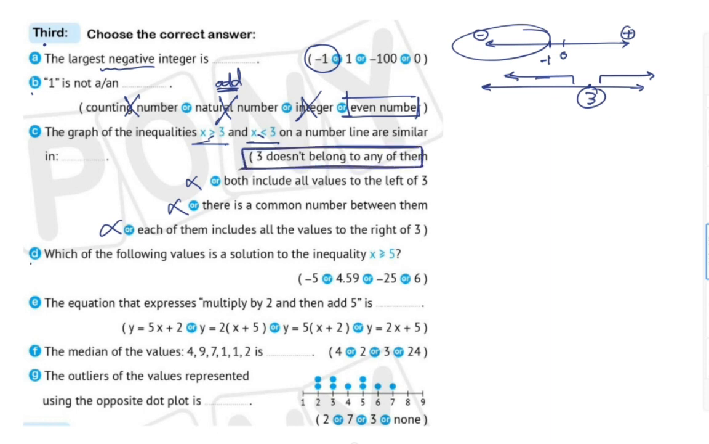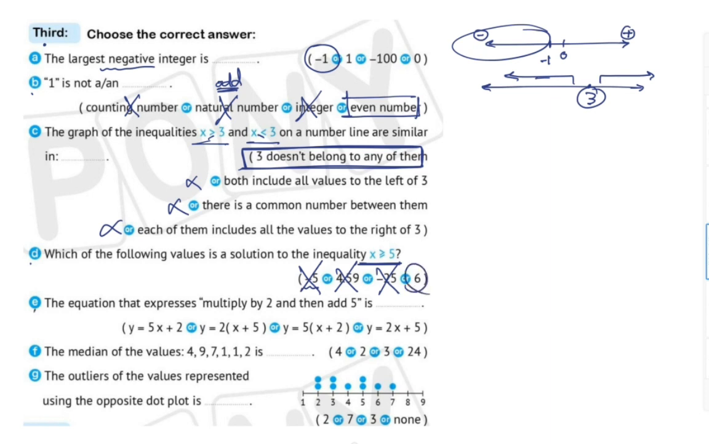Point D. Which of the following values is a solution of the inequality x greater than or equal to 5? Okay, greater than or equal to 5. Negative 5 greater than 5? No. 4.59 greater than 5? No. Negative greater than positive? No. But 6 greater than 5.